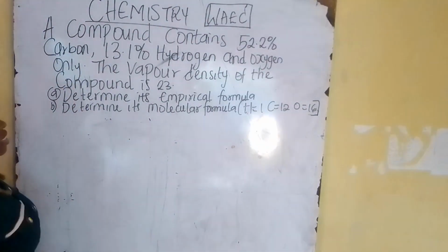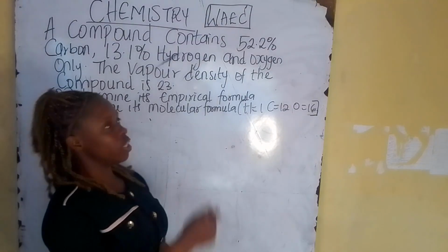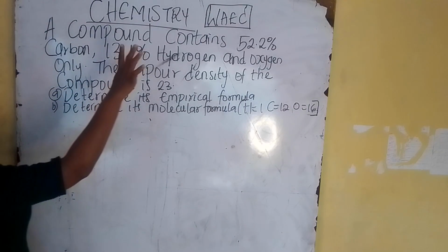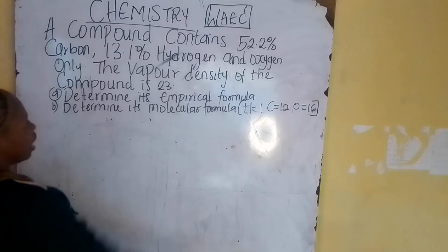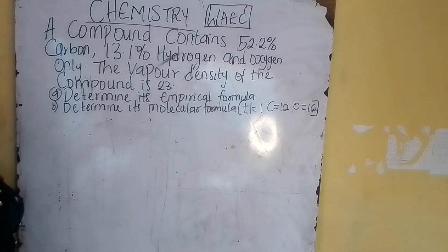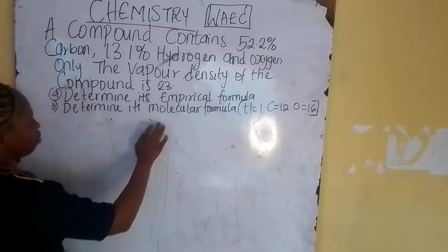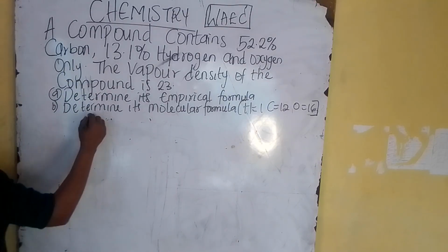Everyone, this is a question for empirical formula as well as molecular formula. It says for us to calculate a compound which has 52.2% of carbon, 13.1% of hydrogen, and oxygen alone. We were not given the value for oxygen, but we were asked to find the empirical formula as well as the molecular formula. So let's go.